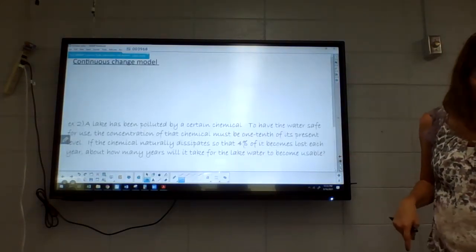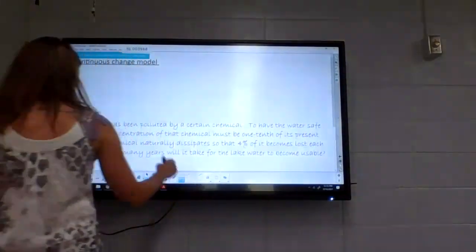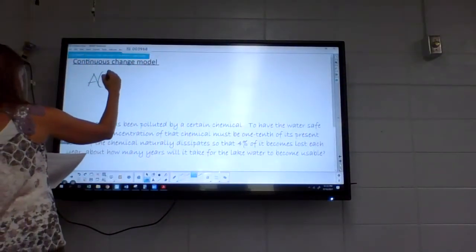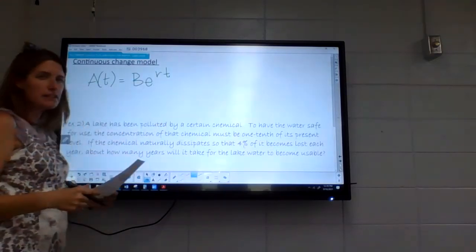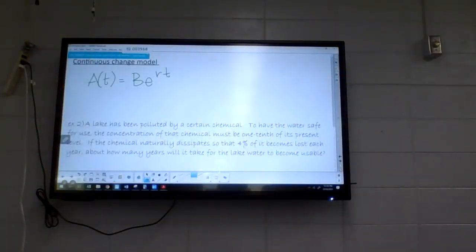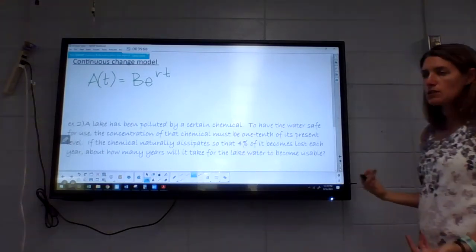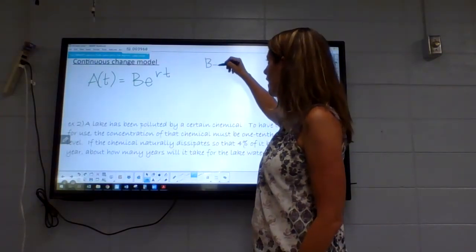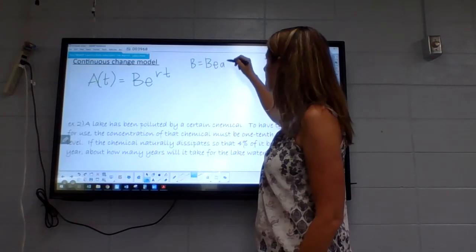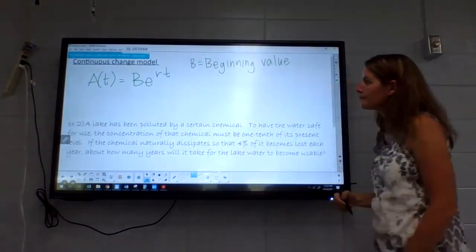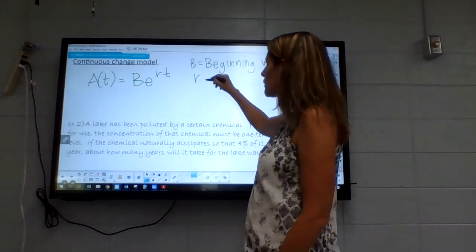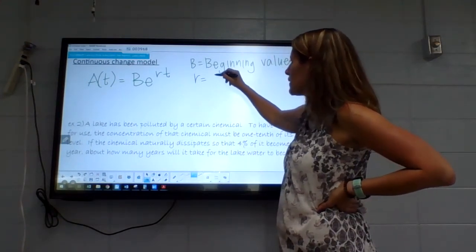So this continuous change model is a formula that we're going to use today, and I'll explain what everything is. Depending on the textbook you look up or go online, you might see a different formula. I've seen this a few different ways, with different letters used, but the same idea is there. In this case, B stands for the beginning value or the starting value. R is the rate of growth or decay, written as a percent as a decimal.